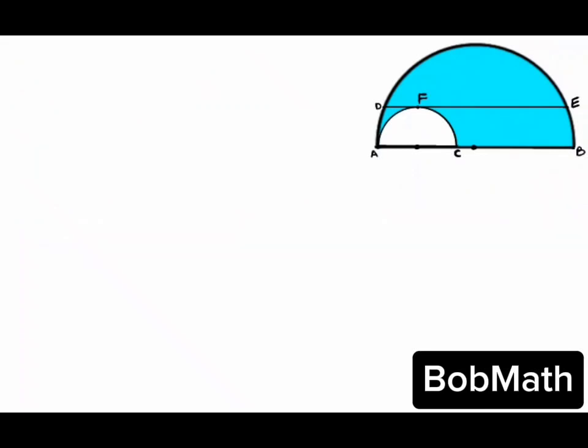Well, our exercise is as follows. We consider the figure at the side such that we have a large semicircle with diameter AB and a small semicircle with diameter AC. And we have the straight line DE tangent to this small semicircle at point F such that this distance ED equals 8.